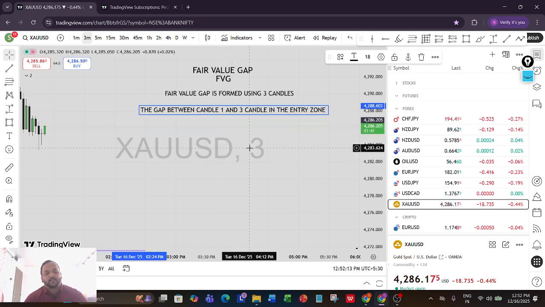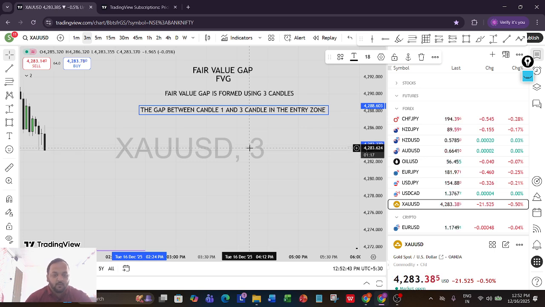So what does the price usually do? The price usually comes back to fill this gap. The three candles have a gap, and the price comes anyway into that gap to fill that. Okay, that's where the smart traders enter. So this is the simple concept, and this is the most important part in smart money concept, that is the SMC.